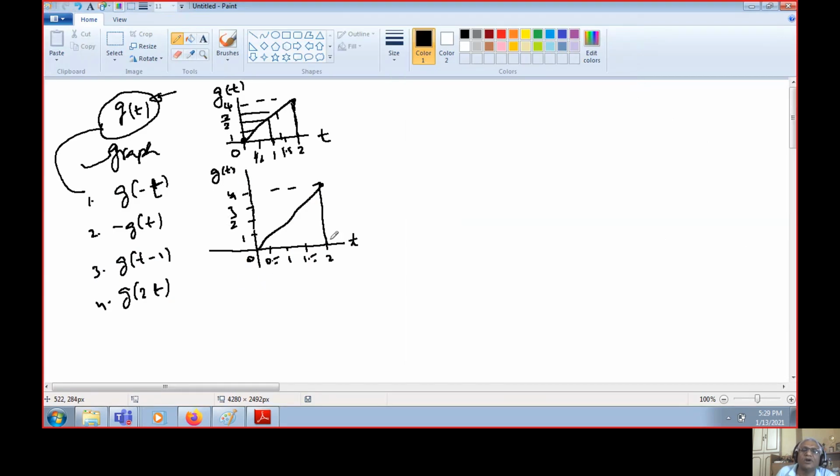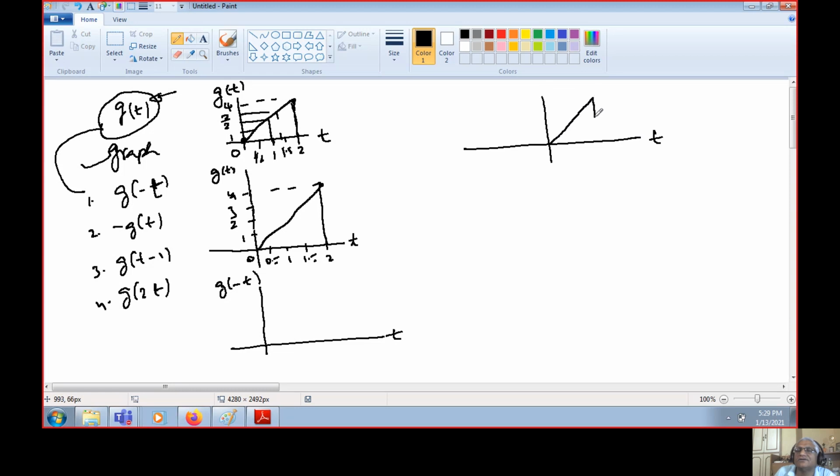Now you have to plot each one of them one by one. That means you have to plot g(-t). What is g(-t)? Obviously what you have as a reference here is t from 0 to 2, having a value of 4. Only this is the actual signal. g(t) is the actual signal.